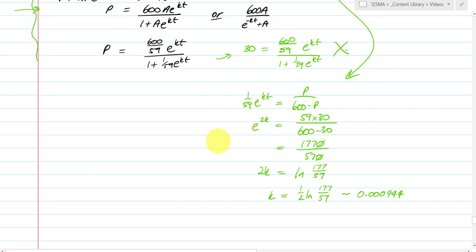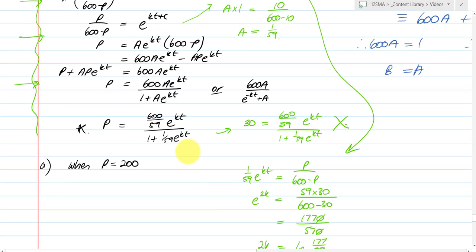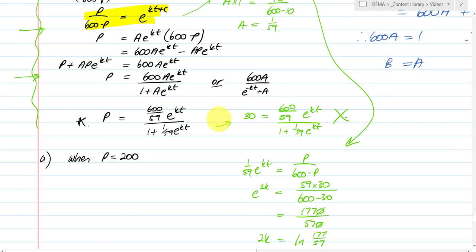What I'm going to do instead is say the answer to part A is I want to know when does P equal 200. That's the big thing I'm after. So whilst I've created this model, I'm going to go back to this one again. This one here is the closest I have to t being by itself, and it's going to be important for me to have t by itself.